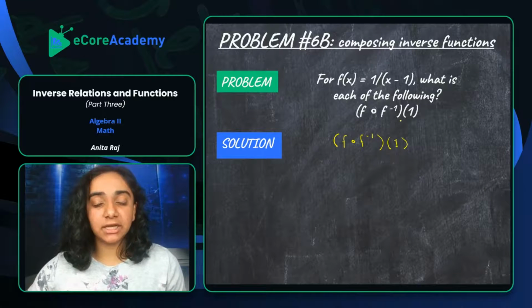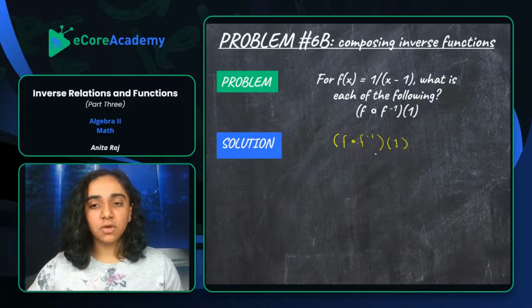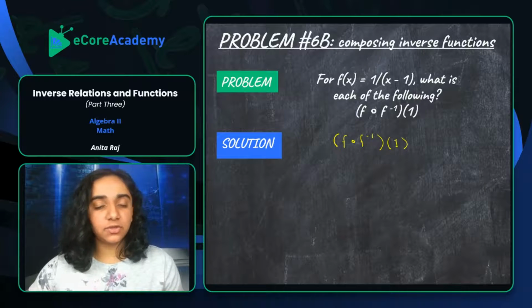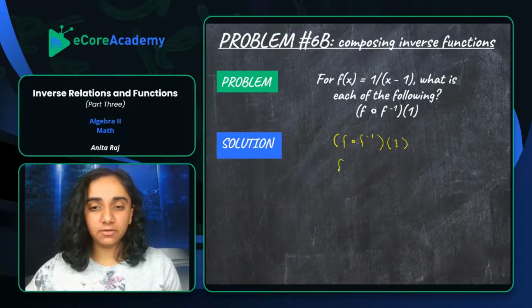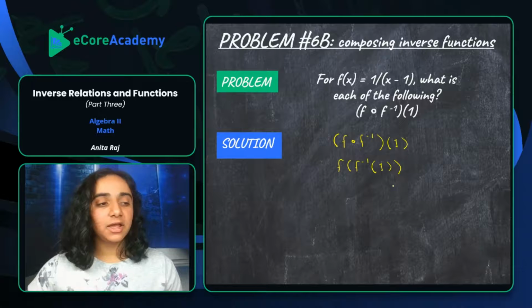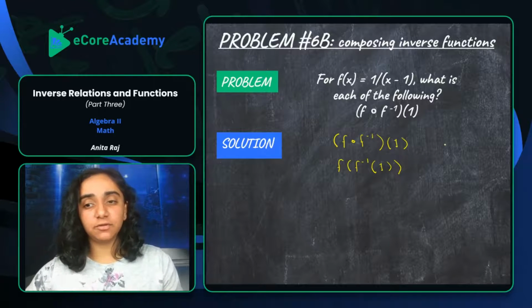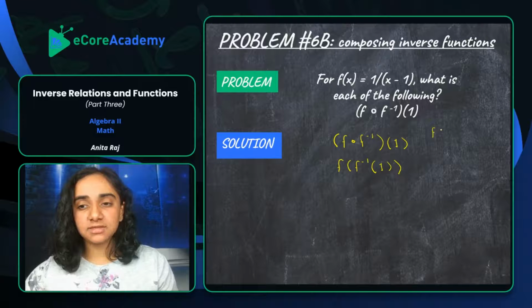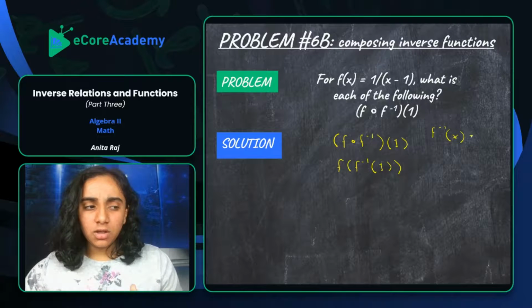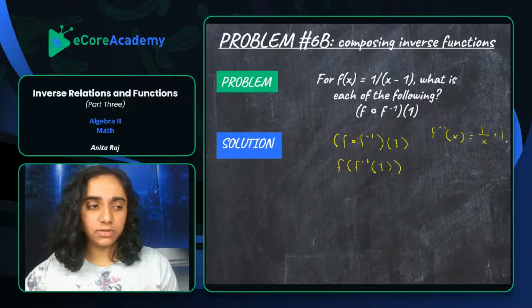So in this case, we're just checking, does this work if we input 1 into this composite function? Well, I'm just going to rewrite this with the function operator as f of f inverse of 1, because that's easier for me to understand, easier for you as well, probably. Now we're going to take 1 and first input it into f inverse. And recall f inverse from the last slide that we found: f inverse is equal to 1 over x plus 1.